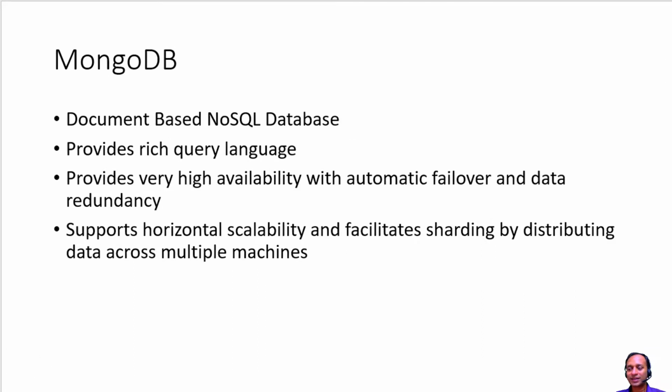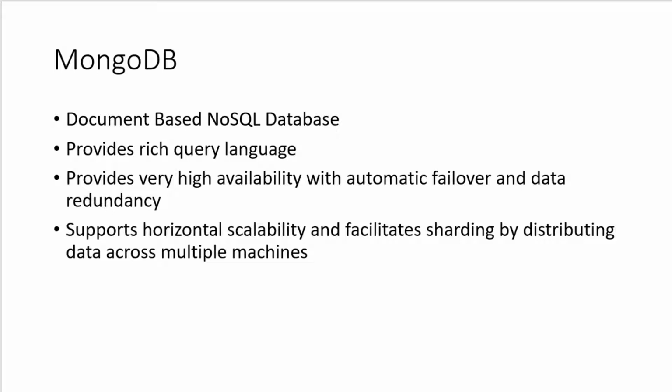Let us understand how to use MongoDB as a data source for Spark SQL. Before getting in, we need to have an understanding of what MongoDB is. MongoDB is a document-based NoSQL database which provides very high scalability and very high availability. It shards the data automatically across multiple machines. It is very rich in query processing.